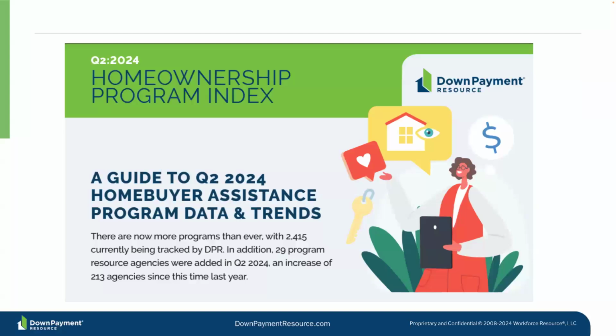In fact, our recent Q2 2024 Homeownership Program Index report showed an 11% year-over-year increase in available programs, which then raises the total number of programs offered to over 2,400 programs. And we're still seeing that more programs are coming to market all over the country, continuing to offer you more opportunities to help new buyers.